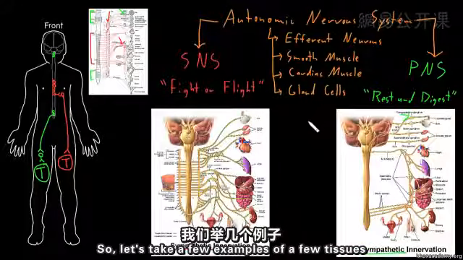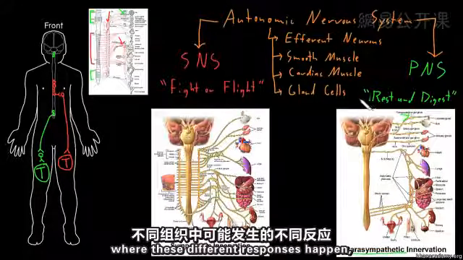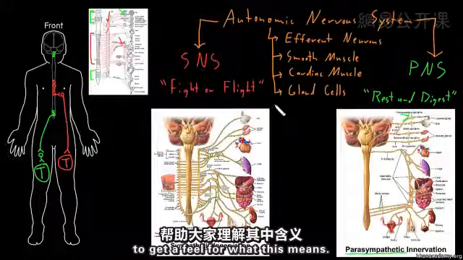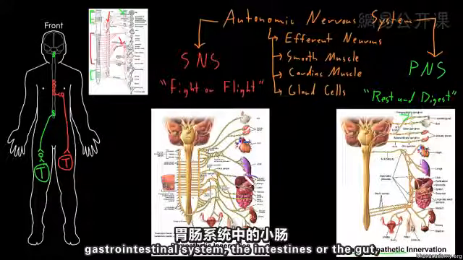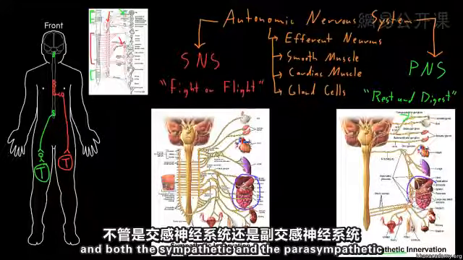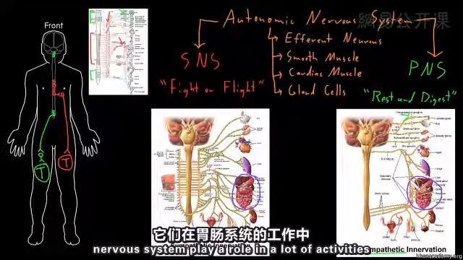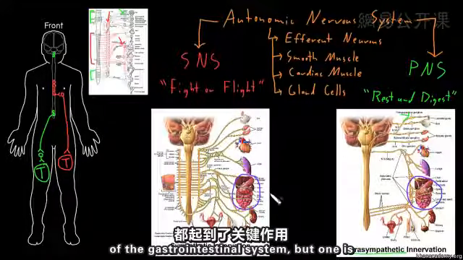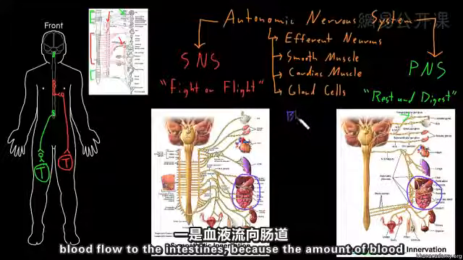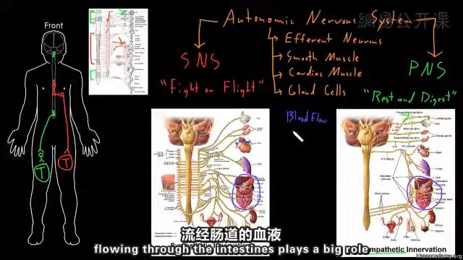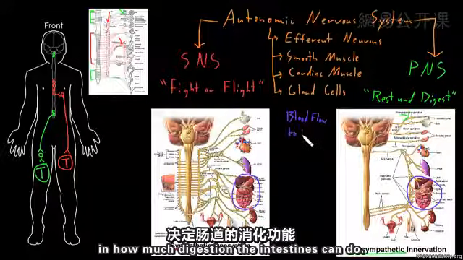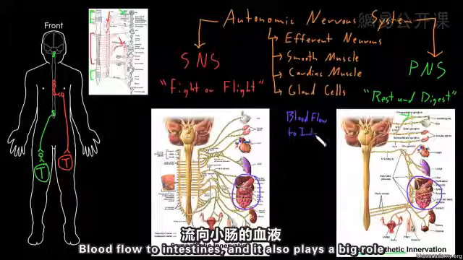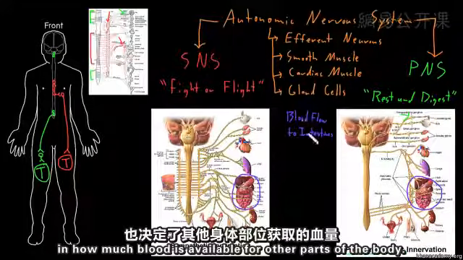So let's take a few examples of a few tissues where these different responses happen to get a feel for what this means. So first, let's look down here at the gastrointestinal system, the intestines or the gut. And both the sympathetic and the parasympathetic nervous system play a role in a lot of activities of the gastrointestinal system. But one is blood flow to the intestines, because the amount of blood flowing through the intestines plays a big role in how much digestion the intestines can do. Blood flow to intestines.